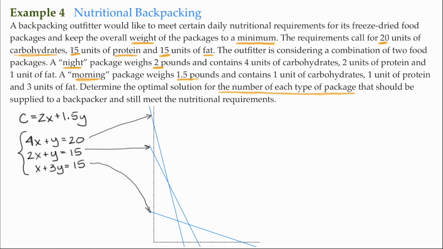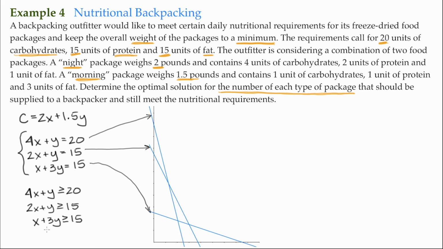So now we'll write our system of linear inequalities that's going to properly model the constraints of our objective function. So it'll be 4x plus y, but it's going to be greater than or equal to 20. 20 is the minimum. It could be more than that. 2x plus y greater than or equal to 15. This would be our protein. It could be 15, but it could also be more. And then x plus 3y is greater than or equal to 15. That represents our fat. We could have more than 15 units of fat. So this is the minimum.